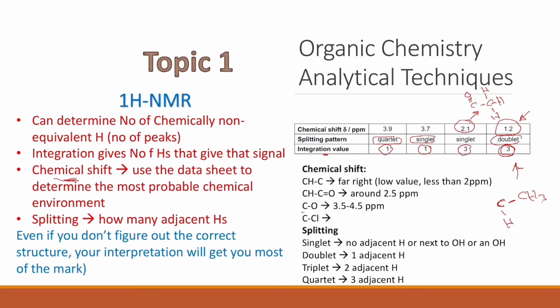And then the carbon hydrogen which is adjacent to an oxygen, the chemical shift is between 3.5 and 4.5, and so on. So you don't need to memorize these. You just need to use your data sheet to identify the different ones. And as we said for the splitting, this is, for example, a quartet, which means there are 3 adjacent hydrogens. This is a singlet, no adjacent hydrogen. This is a singlet, no adjacent, and this is a doublet, so there is 1 adjacent proton.